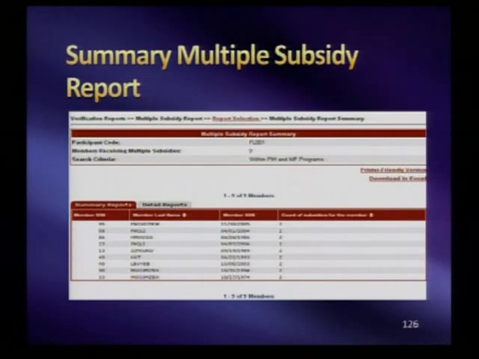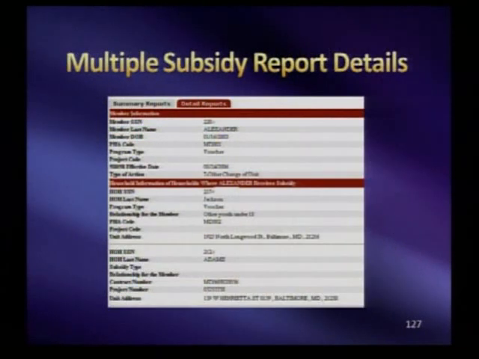And then this is just a summary multiple subsidy report, which just lists all the households and the number of subsidies that are reported for the household. And in this case, everybody has 2. So that means they're in PIH and multifamily housing, or PIH and PIH. This is a detailed multiple subsidy report. Again, it outlines for you the details, who and where.